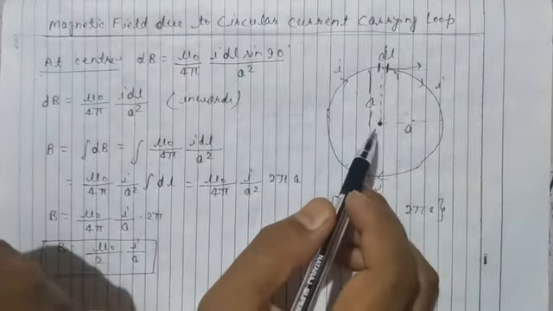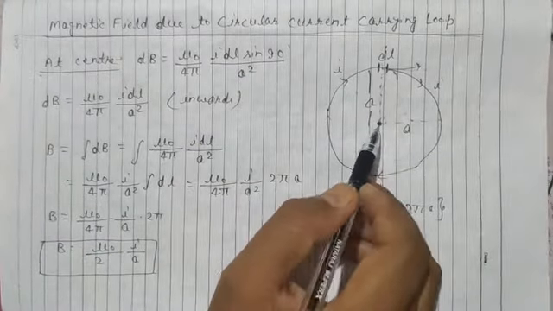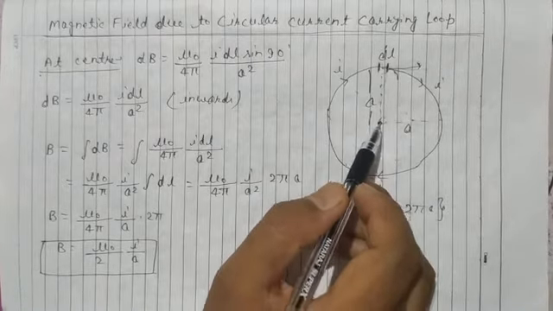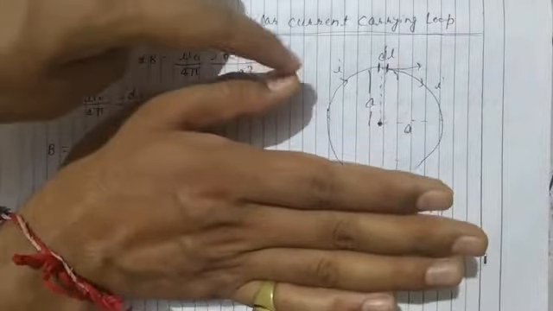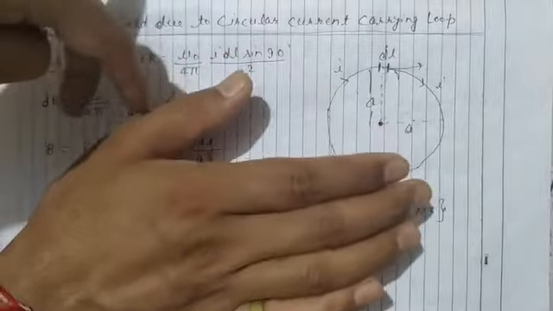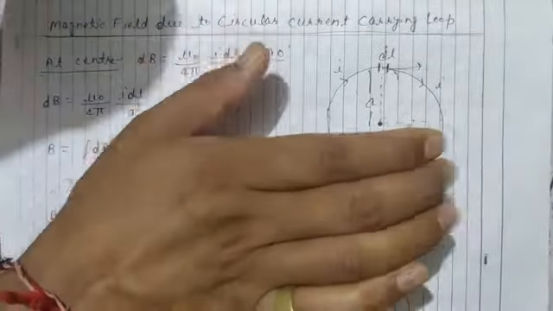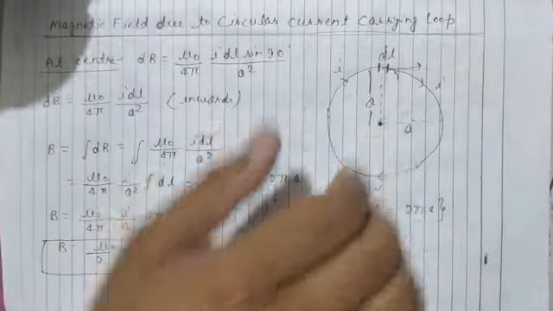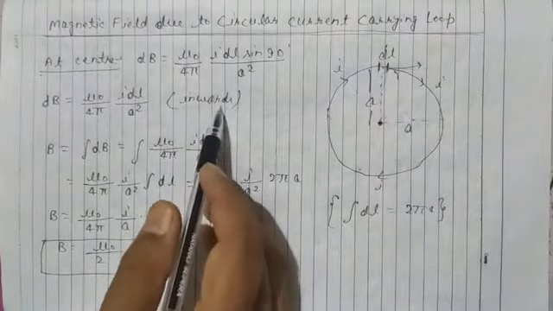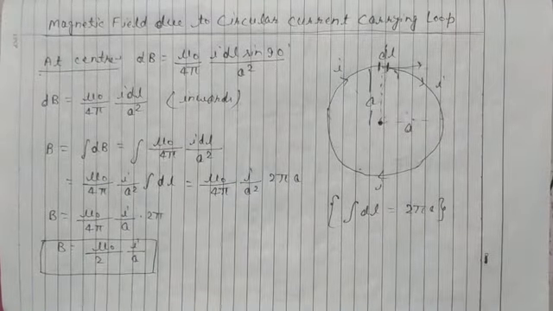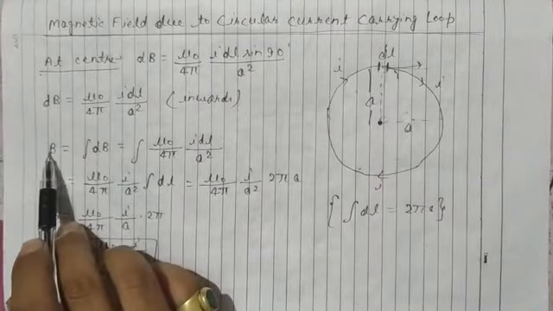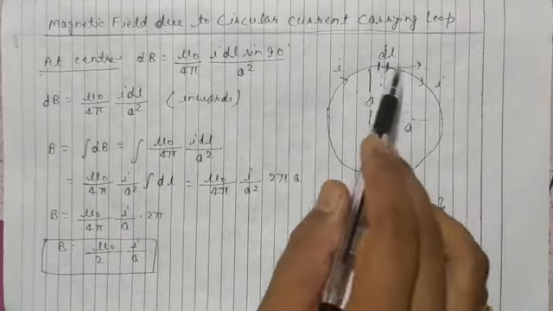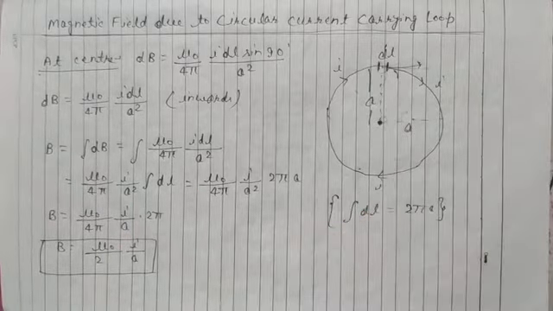So the direction of the magnetic field at this point, the center, is inward, according to the right hand thumb rule. Thumb in the direction of current, then fingers at the point where we want to find the magnetic field. We bend our fingers and the direction is inward. So here the direction is inward, and this is the magnetic field due to the small current element. Now we want to find the magnetic field due to the complete current carrying loop.